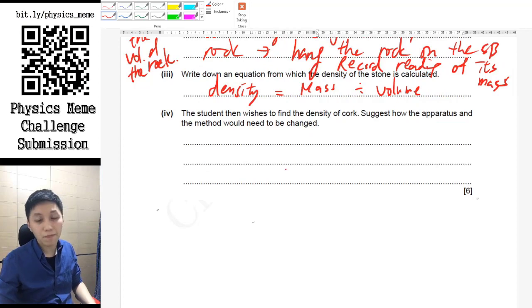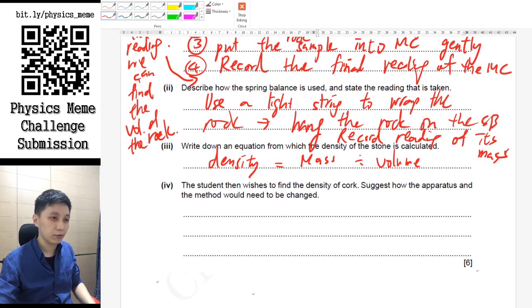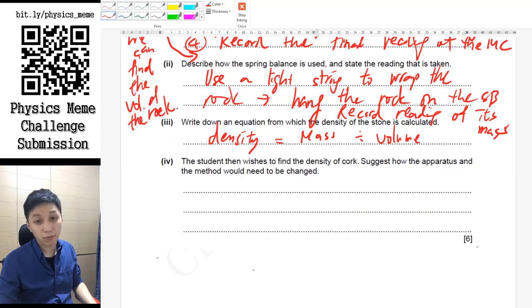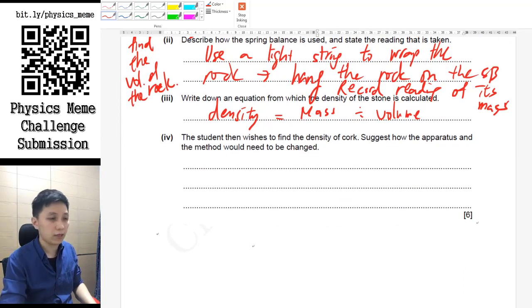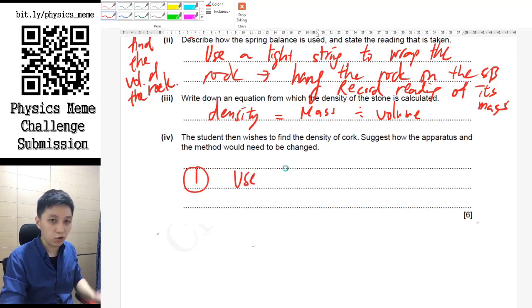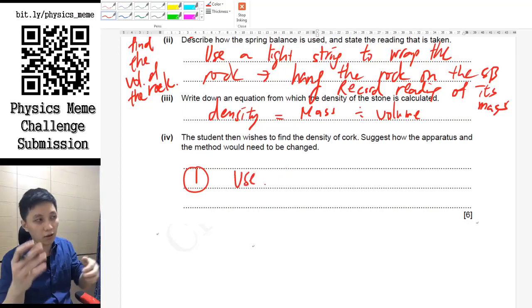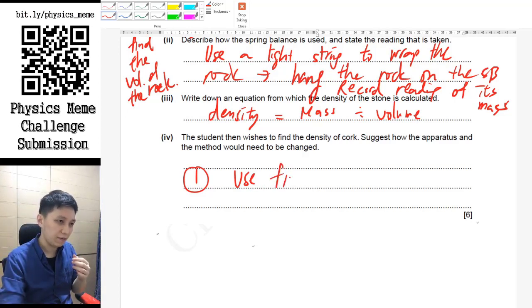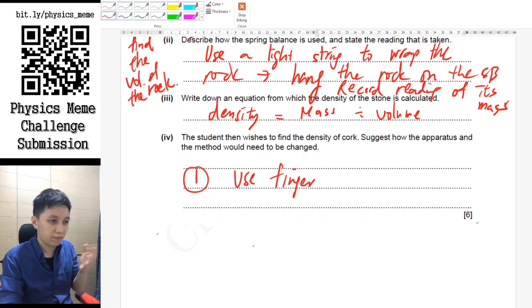First of all, for the mass, we don't actually have to change anything. We can still use the way that we do, use a light string to wrap around it and just measure it directly. But for the volume, it's a bit more tricky, and there are two ways of doing it. One way that you may write down is simply use your finger or use some sort of tool like a glass rod or anything. I think finger is actually fine.